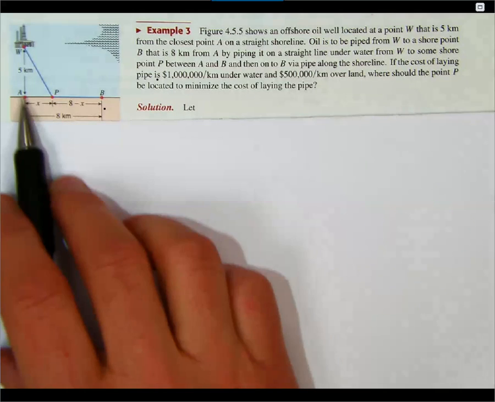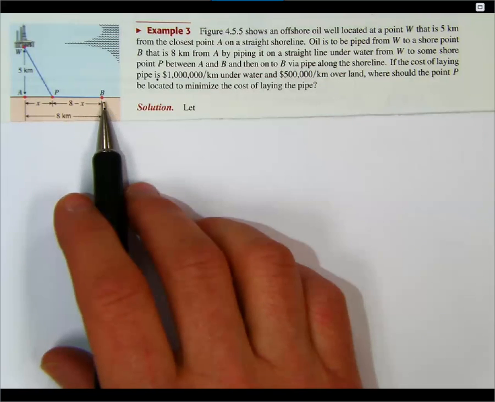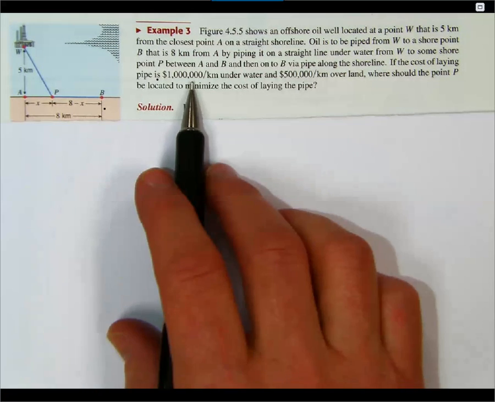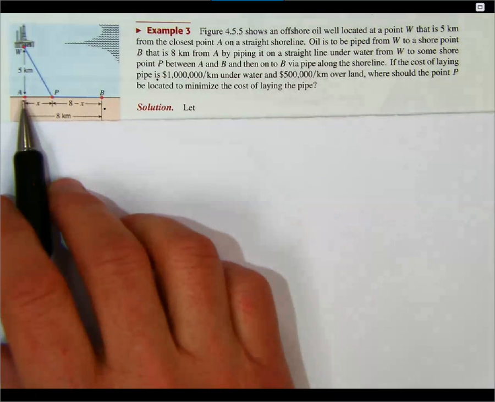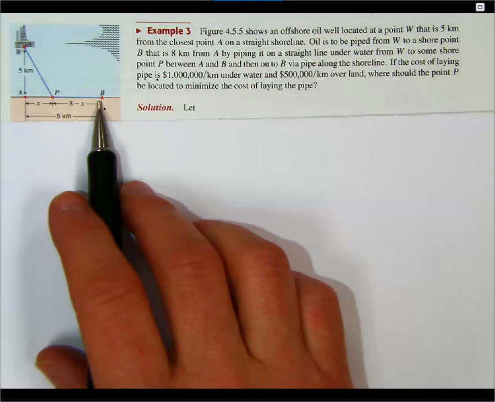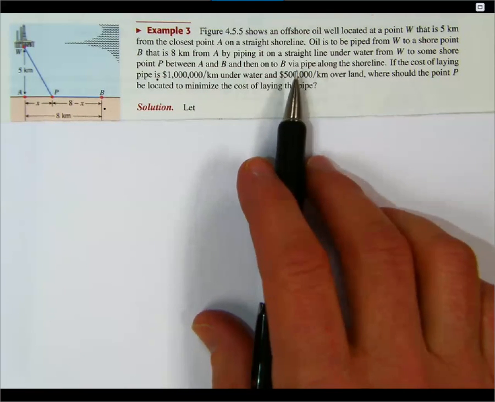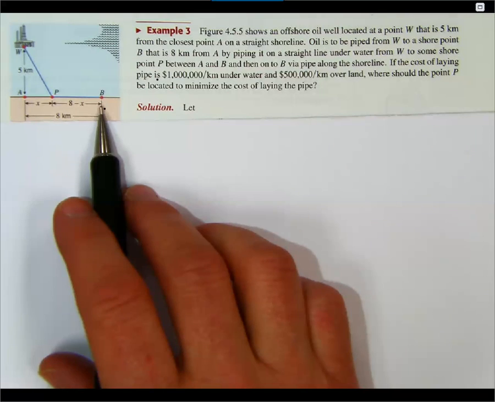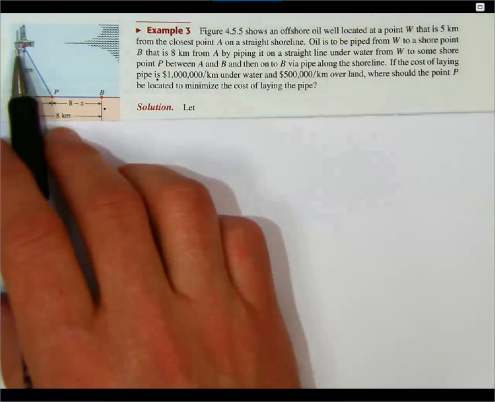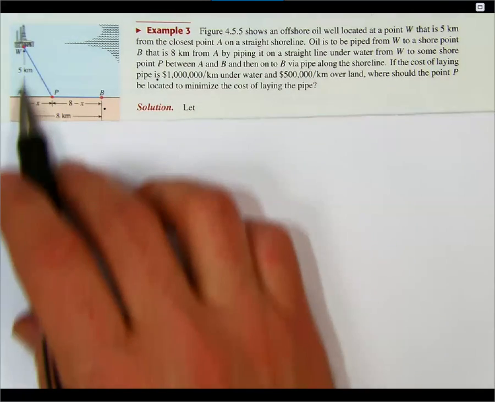P could be here at A. So we go 5 kilometers and then we go 8 kilometers over here. And we can easily calculate that. Let's see, 5 kilometers at $1 million per kilometer. That's $5 million just to get straight to shore in a perpendicular fashion. And then we're going to have to go 8 kilometers at $500,000 per kilometer there. That's going to be $4 million there. So it'd be 5 million plus 4 million. It's looking like $9 million if we go straight to A and then over to B.